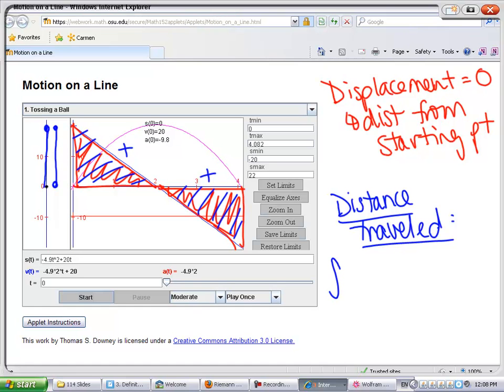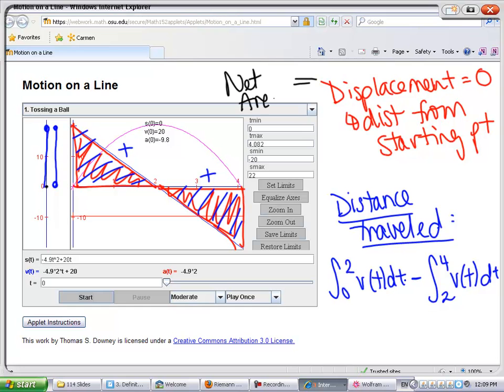So you'd be looking at the integral from 0 to 2 of the velocity function minus, because you want the absolute value, you want the positive, and this integral will give you a negative, the integral from 2 to 4. So that's just a caution. You remember, this is kind of like net area. Displacement is the same as net area. It corresponds to net area, versus distance traveled corresponds to actual area, if you consider both the positives, above the x-axis, and below the x-axis as positive.